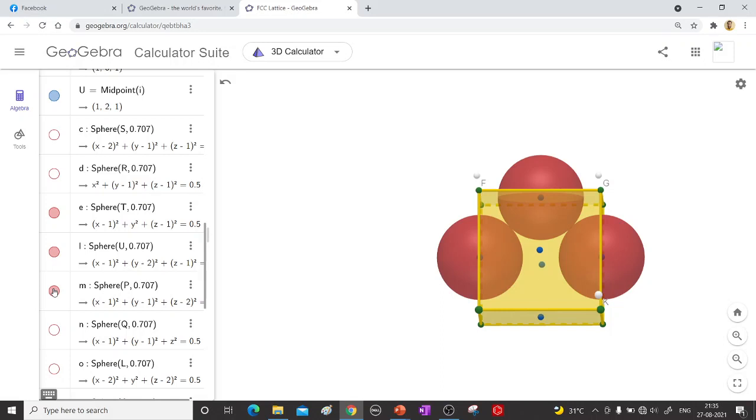So yeah, this is very interesting. They should be touching each other because the mathematical calculations tell you that they should be, and they do touch each other.